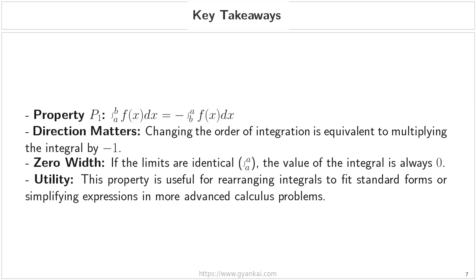So, to reiterate, remember property P1, understand that direction is crucial, utilize the 0 width shortcut, and recognize the utility of this property in simplifying your calculations. That concludes our discussion on reversing the limits of integration.